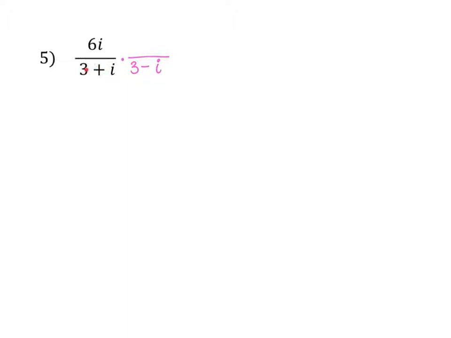But anything I multiply to the bottom of this fraction, I need to multiply to the top of this fraction. So the top will also be 3 minus i. That's just because anything over itself is really just a 1. So I'm really multiplying this by 1, which would not change the actual value. Once I proceed with this, I have to multiply everything out: numerator with numerator, denominator with denominator.